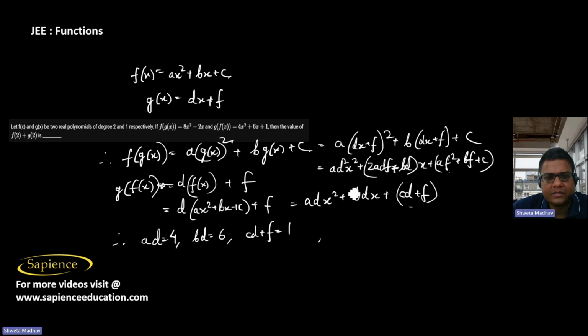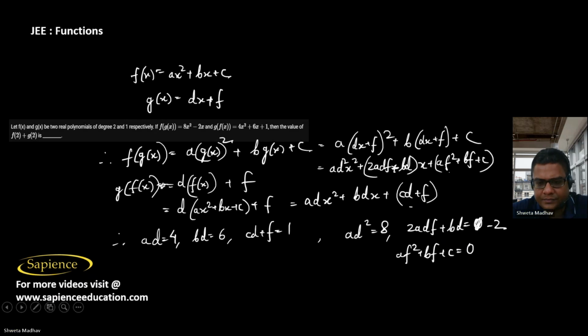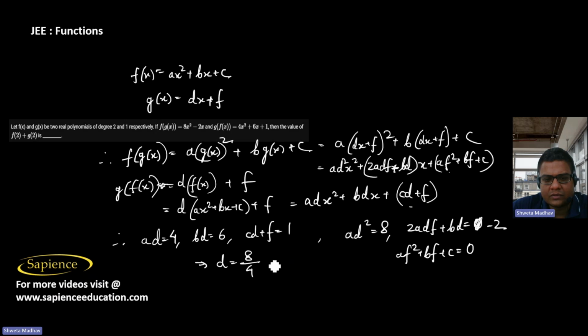And from here you can say that ad square equal to 8, and 2adf plus bd, that is equal to minus 2, and af square plus bf plus c, that is equal to 0. So ad square is 8, so therefore d will be equal to 8 by ad. Ad is 4, so d is equal to 2. So d is equal to 2 means b equal to 3.